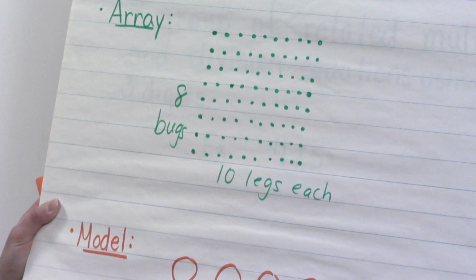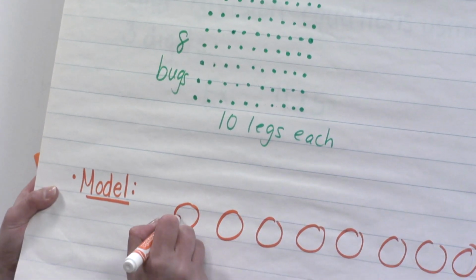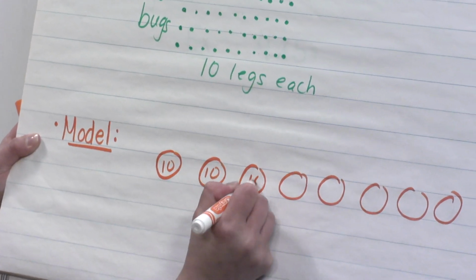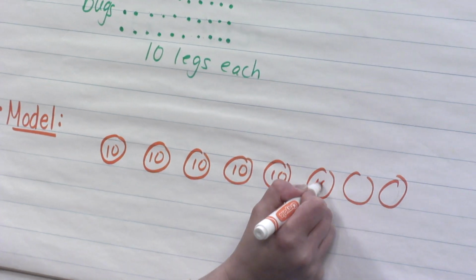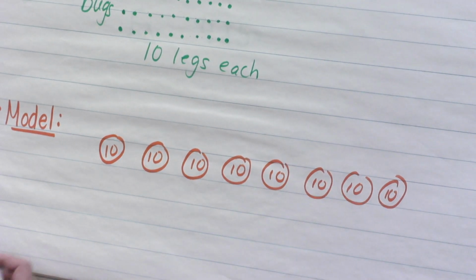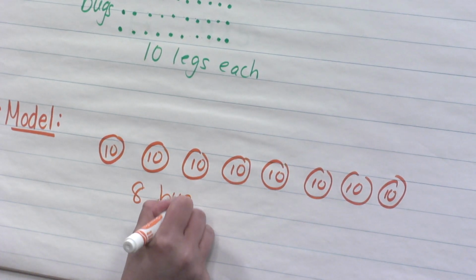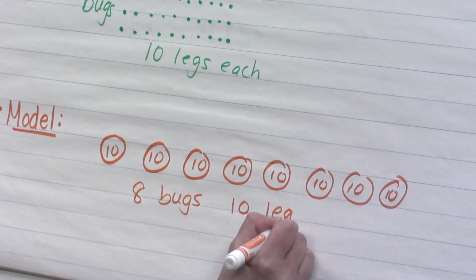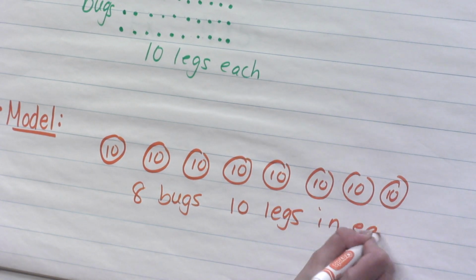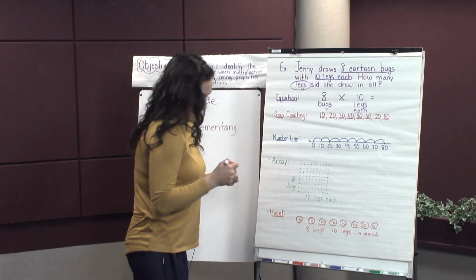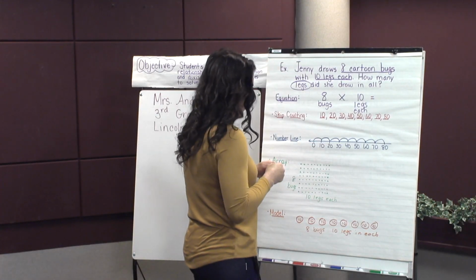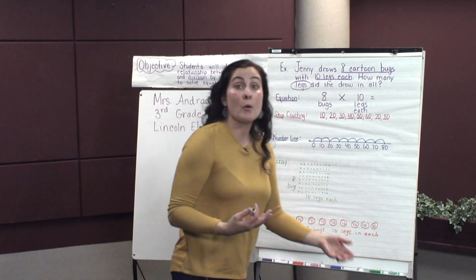You don't need to draw the 10 legs. You could put the number 10 in each so that you're saving yourself time. And then you count. There are 8 bugs with 10 legs in each. So these are the strategies that you can use to solve the problem.